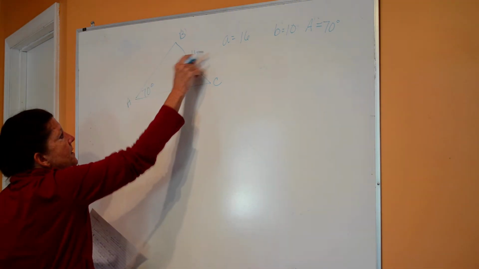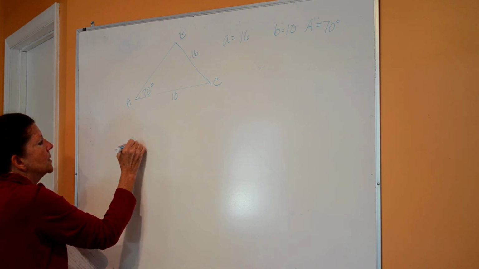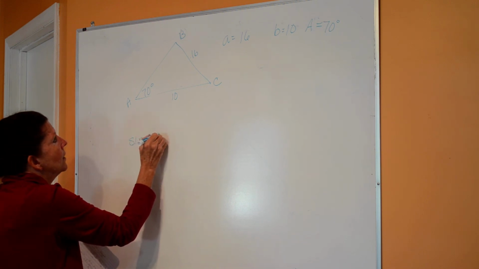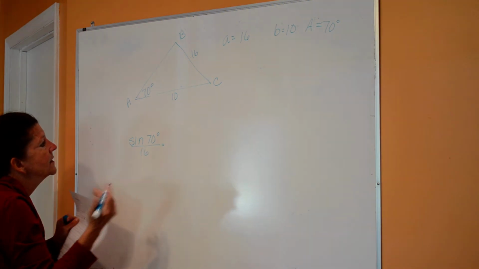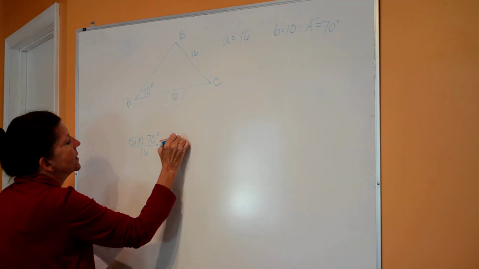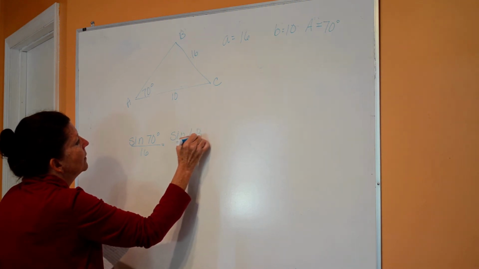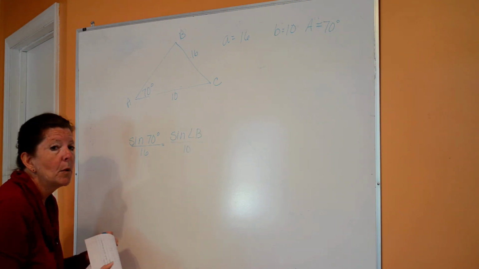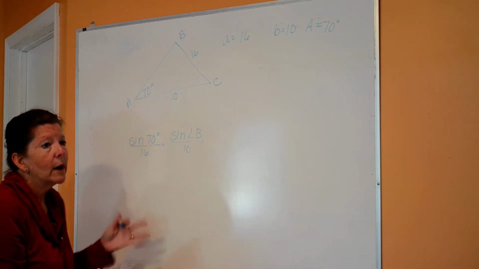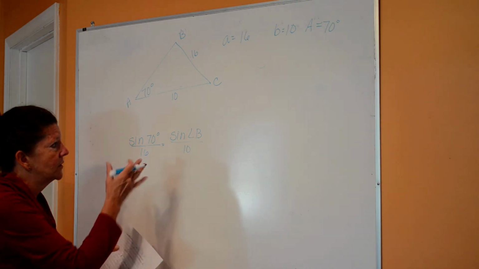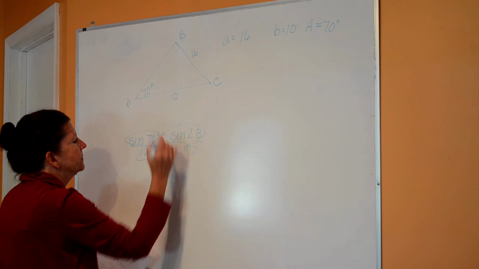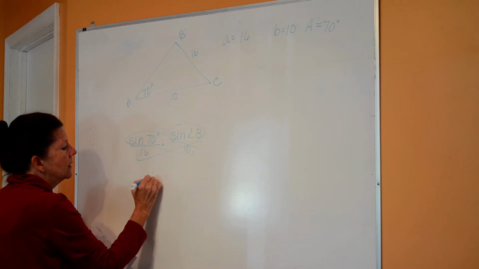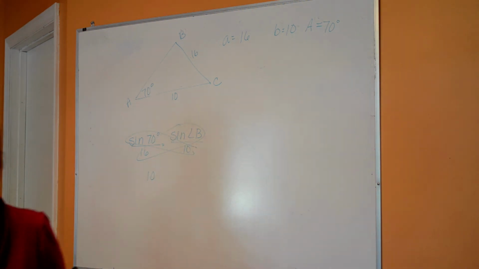The angle on this side I know is A, so sine of 70 over 16 is equal to, let's say we want to find angle B, so the sine of angle B over 10. Now remember, when we're trying to find an angle, we are going to use inverse. So this is going to be an inverse sine. Again, I'm going to cross product.